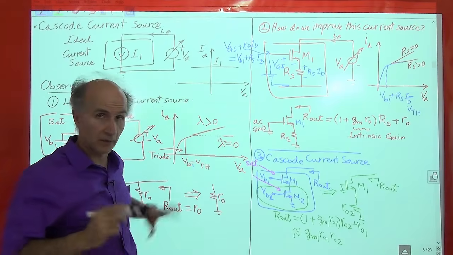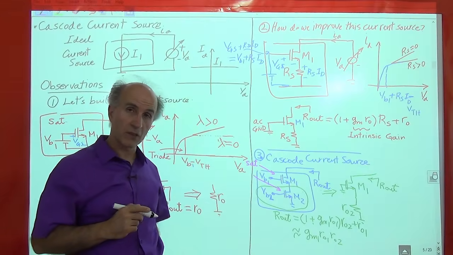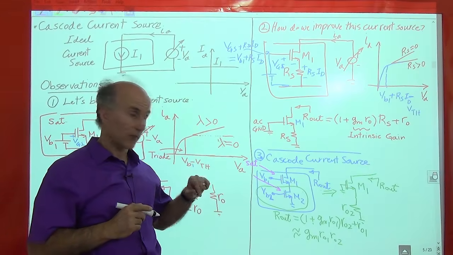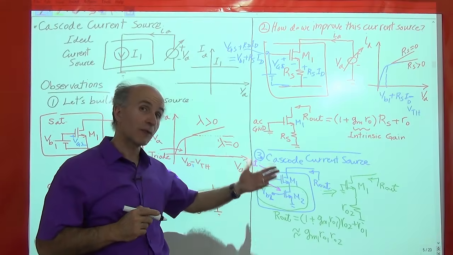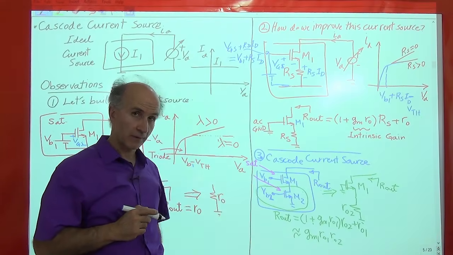If one of them is not, then all bets are off. We cannot use these equations, right? Remember that for each of these devices to have proper transconductance and output resistance, they have to be in saturation.